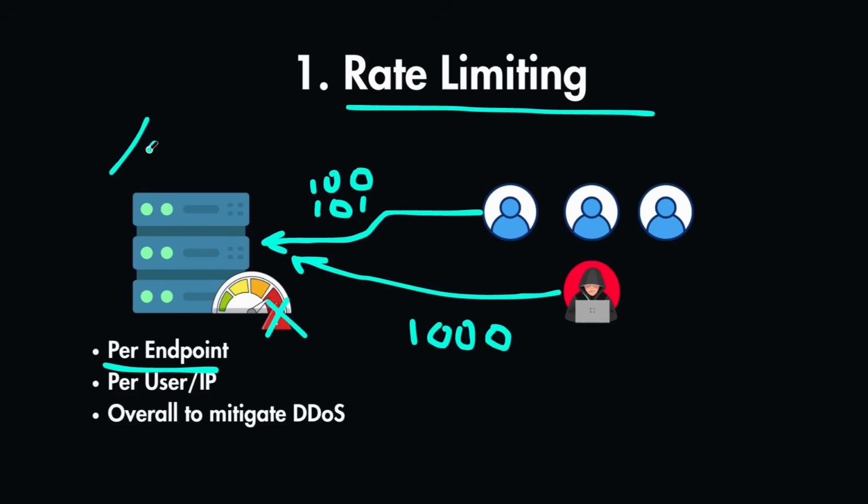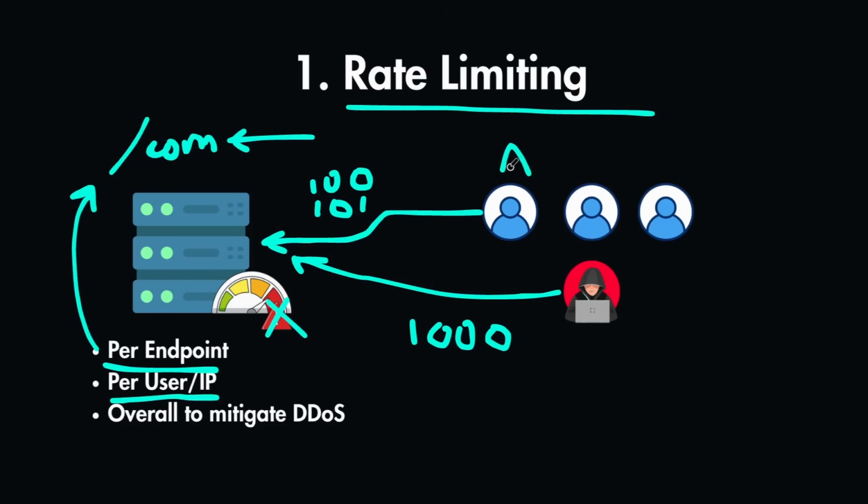For instance, let's say you have some /comments endpoint, and here they can send a request to either create a comment or fetch comments. You can set that limit at the endpoint level, so this comments endpoint will be set to some strict number of requests per minute. You can also set it per user or IP address.